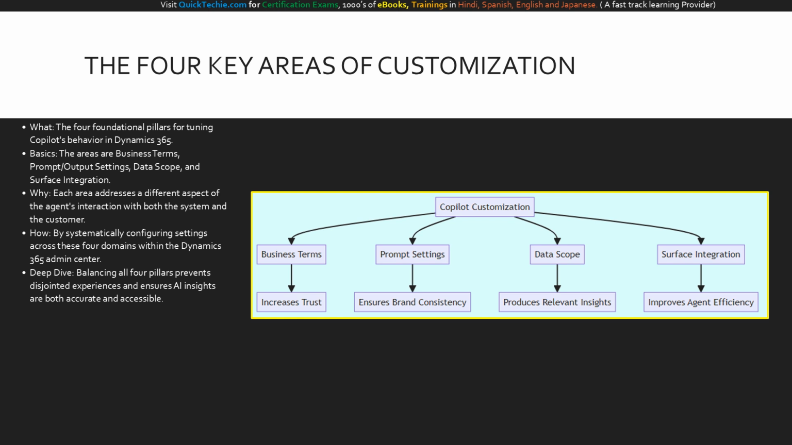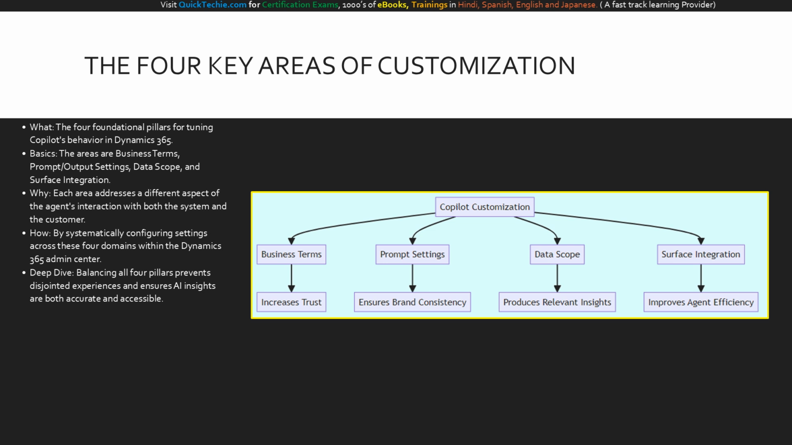Why do we separate these into 4 pillars? Because each area impacts the customer experience differently, and ignoring one can lead to poor agent adoption. Our deep dive throughout this session will break down how to configure each pillar to maximize agent efficiency and reduce context switching. This diagram breaks down the 4 customization pillars.